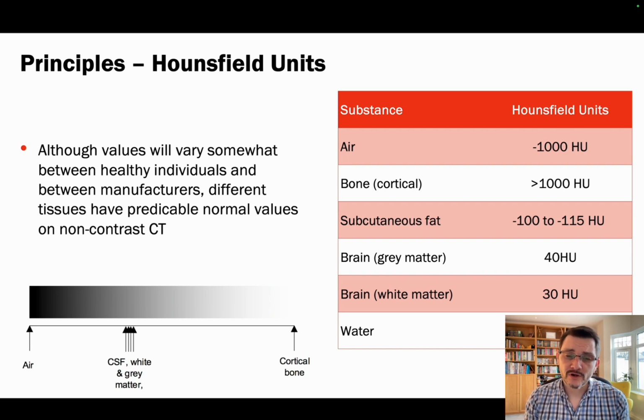We've already talked in a prior session about Hounsfield units, so I won't go over that again today, but you can see at the bottom a graphical representation of how the density of the object is converted into a colour for the pixel of the CT, with air being black and cortical bone being white.